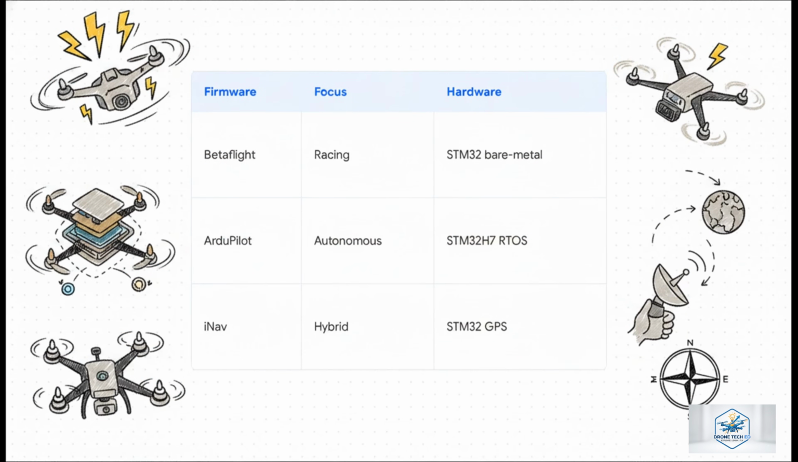Of course, different brains have different personalities, defined by their software architecture. Betaflight is all about raw speed. It runs bare metal code for incredibly low latency, which is absolutely perfect for drone racing. Autopilot, on the other hand, is the heavy thinker. It runs a real-time operating system to handle massive computational payloads for fully autonomous surveying and complex waypoint navigation. And then you have iNav, which sits right in the middle, offering great manual control, but cleverly stepping in with GPS rescue if you happen to lose your bearings.